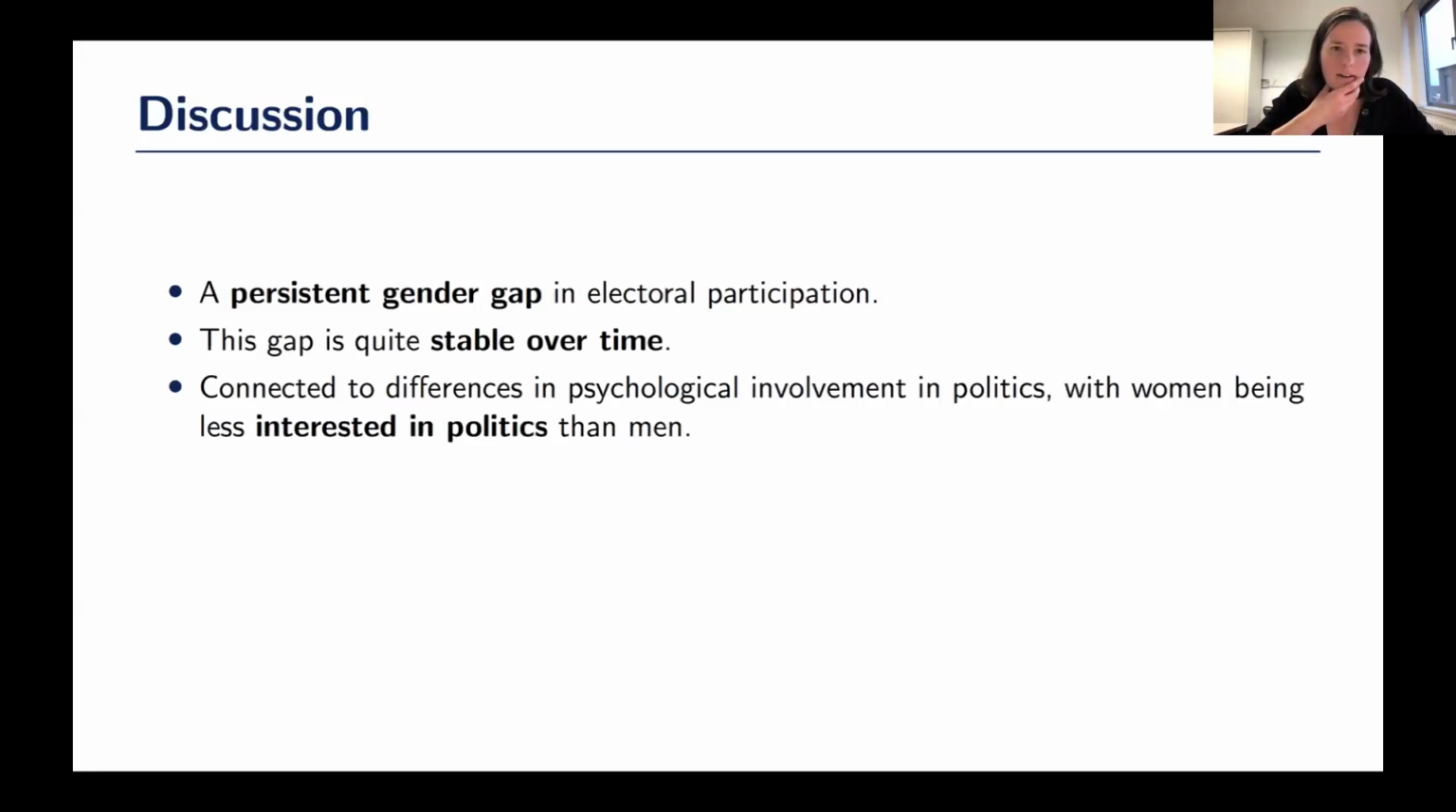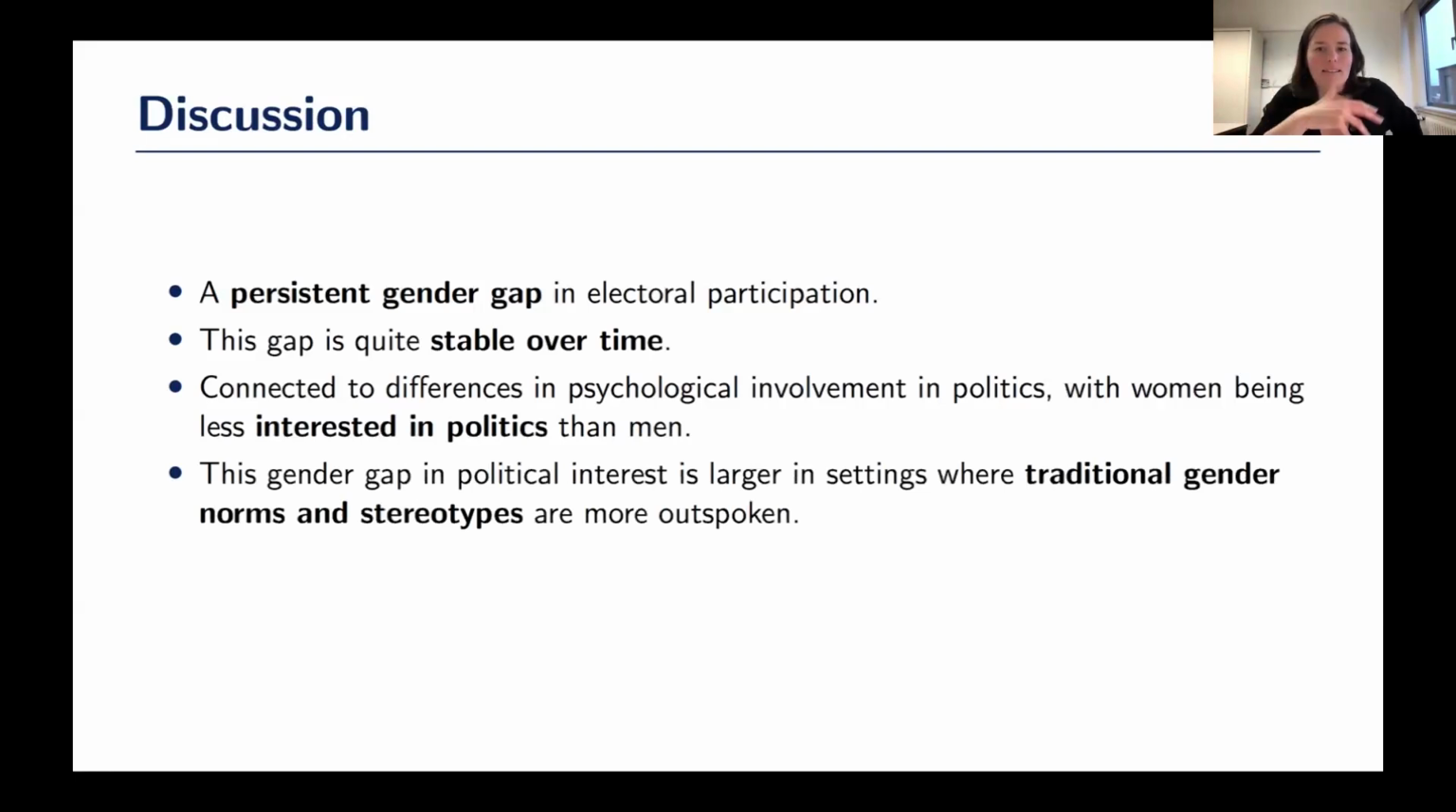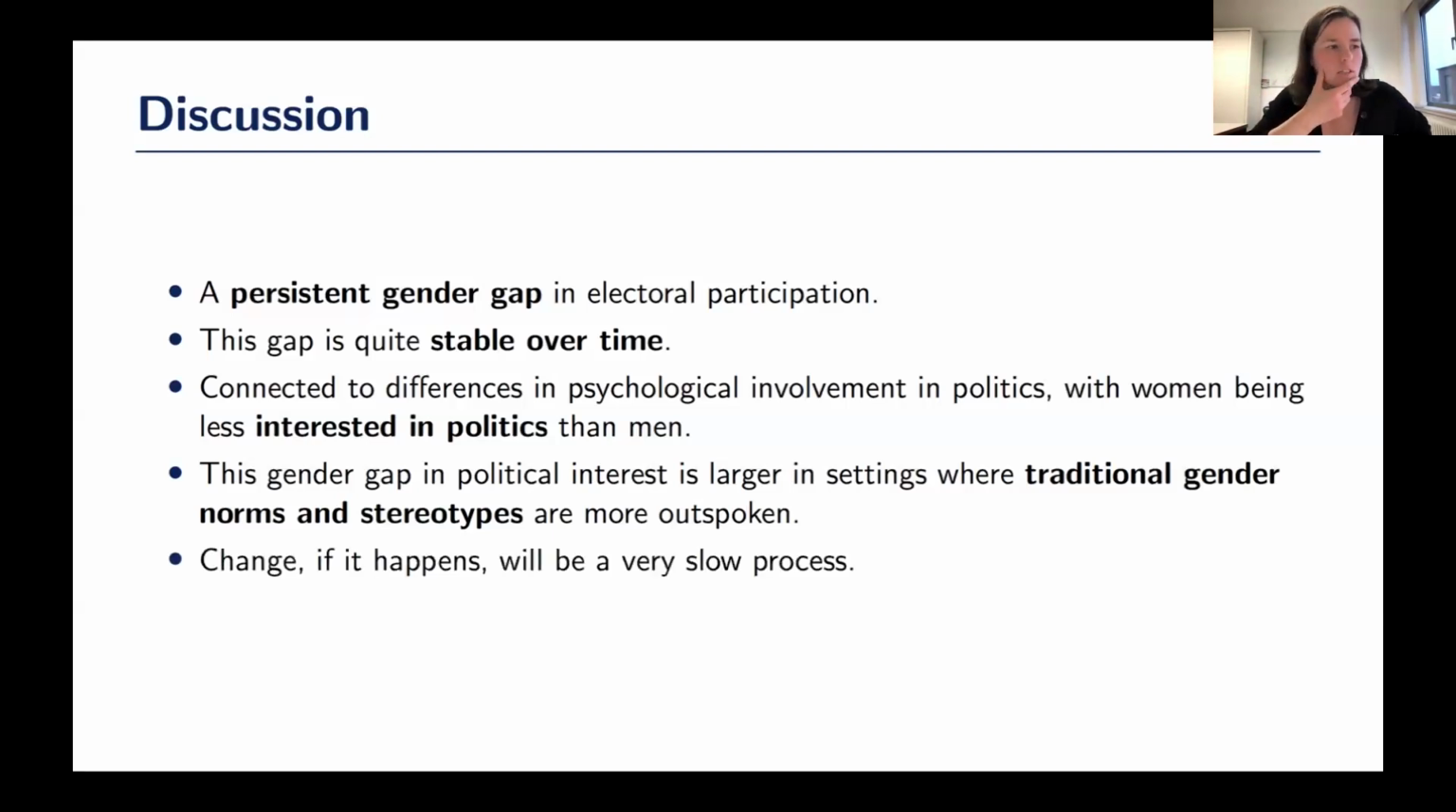All of this shows, we think, that the gender gap in electoral participation is quite persistent. It's stable over time, and even in the last few elections, that gender gap still seems to be present. And it's persistent because it's connected to differences in psychological involvement, for which women still show lower levels of interest in politics. And the fact that those are connected with largely stable societal traditions, norms, and stereotypes has implications for the likelihood that this is going to change.